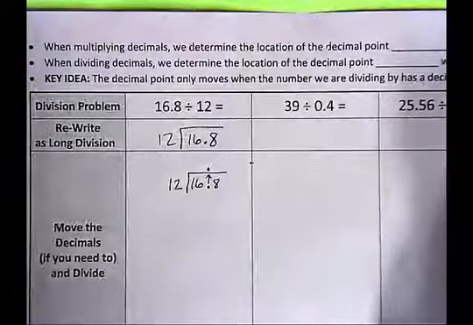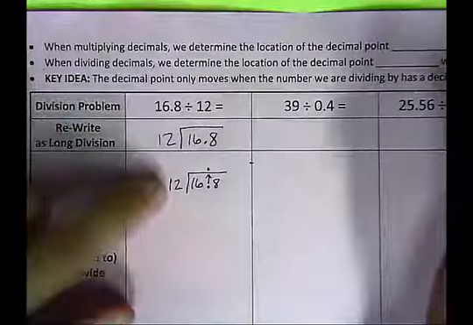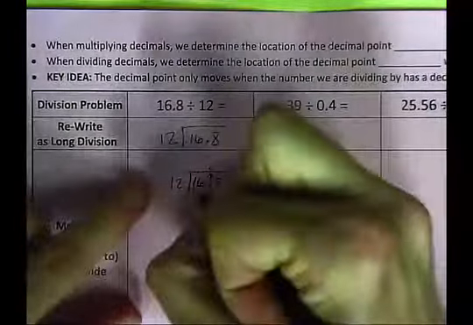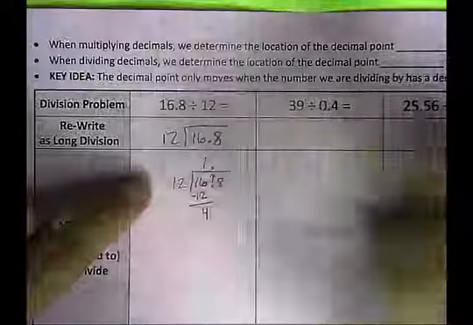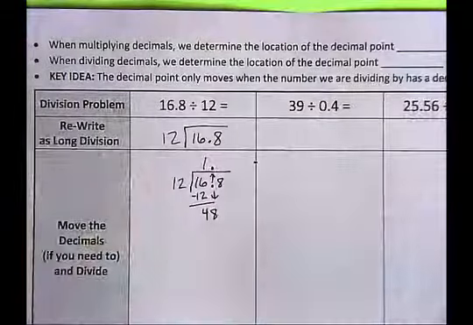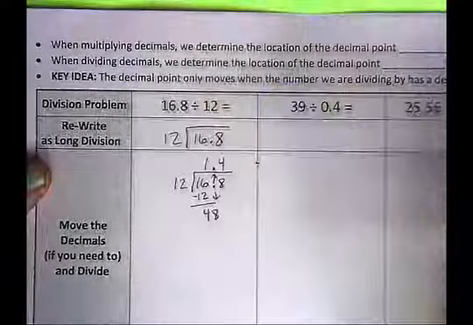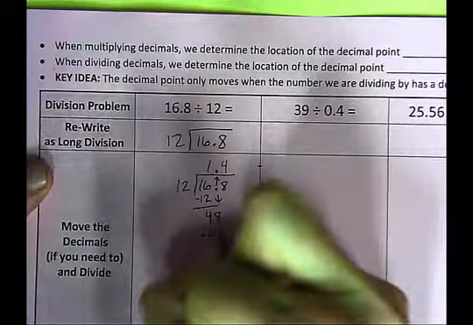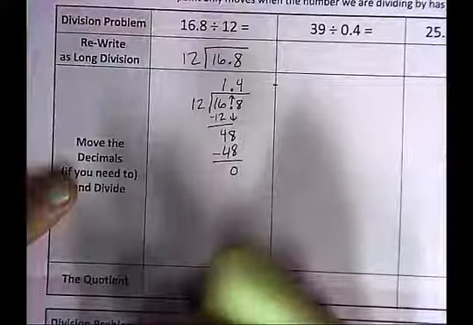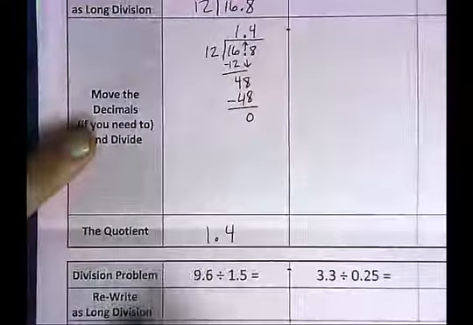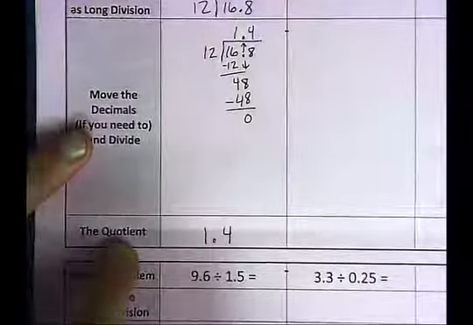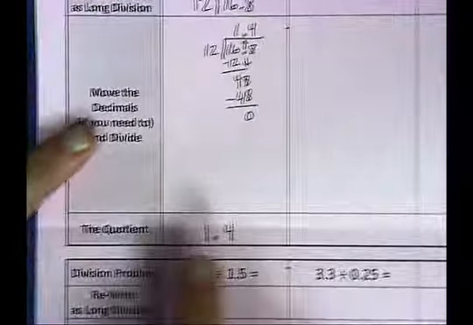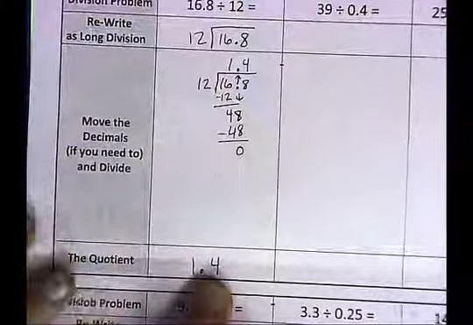Once you've done that, you just divide. So you would do 12 into 1, doesn't work. 12 into 16, one time. You take the 12 away, and then you would just continue dividing, right? So 12 goes into 48 4 times. 4 times 12 is 48. So our answer is just 1.4. Remember, when we divide, the answer is just called the quotient, which is a fun word to say. Quotient. So 16.8 divided by 12, 1.4.